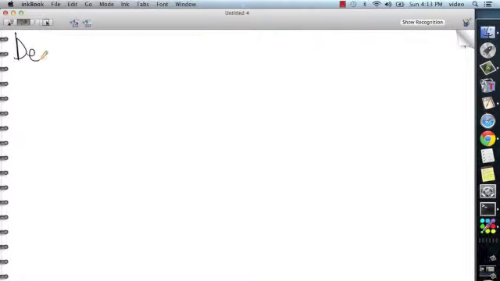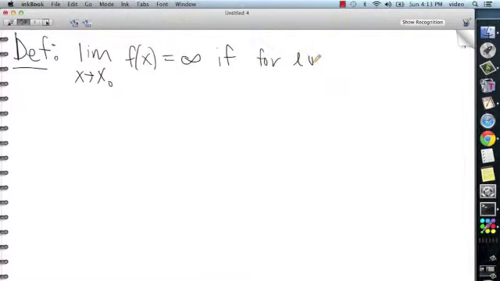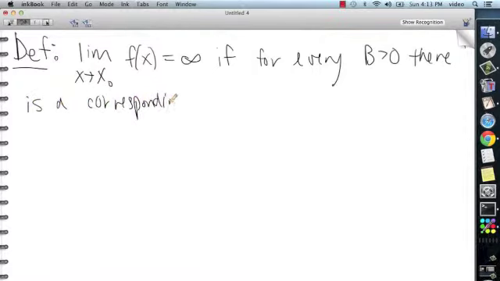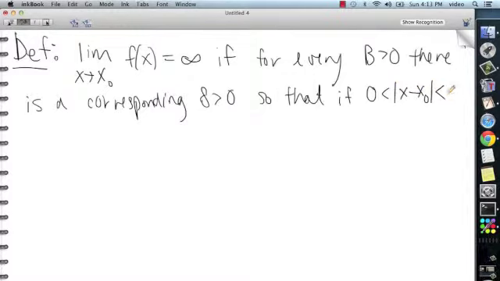The definition of my limit of my function as I approach my value x naught being infinity is true if for every big number b, there is a corresponding delta so that if we're within delta of x naught, if my x values are within delta of x naught, then my function value is above b.